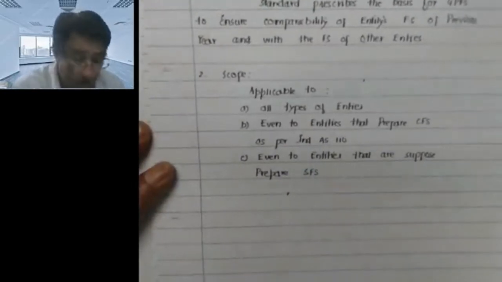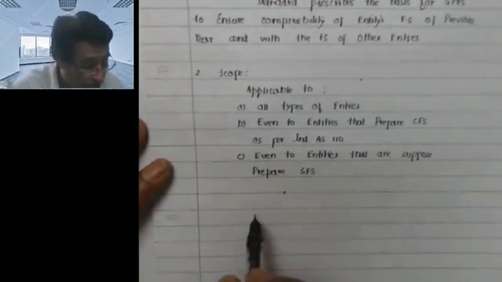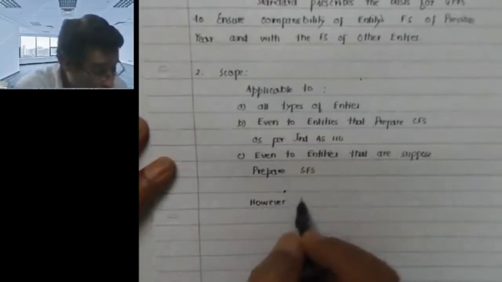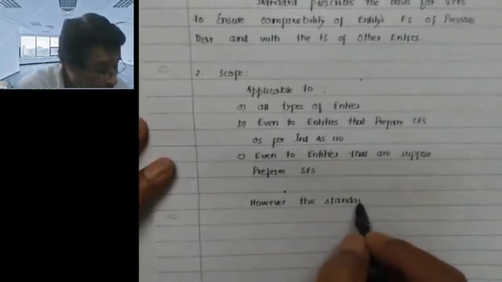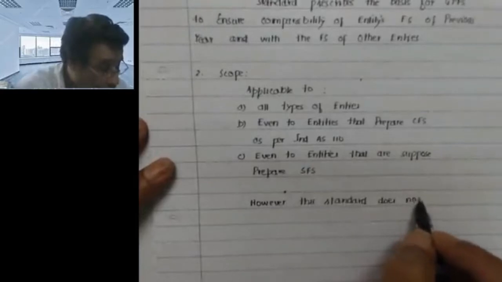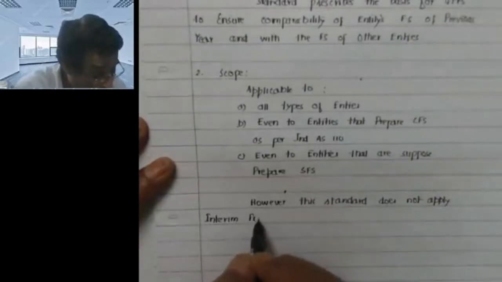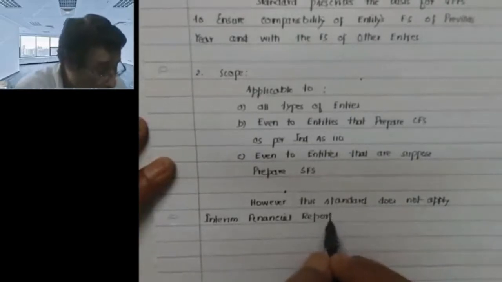And after having a look over these aspects, since we have started discussing scope, just for the knowledge sake, you also need to understand that this particular standard will not apply to interim financial statements, correct? So I will write here, however, this standard does not apply to interim financial reporting. So if the entity would prepare interim financial reports, then it need not adopt this particular standard, correct?